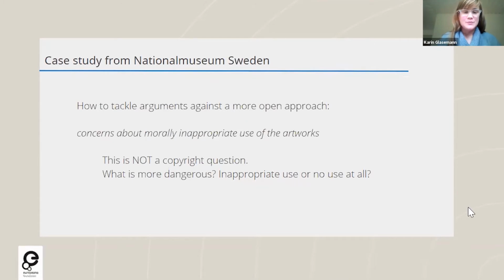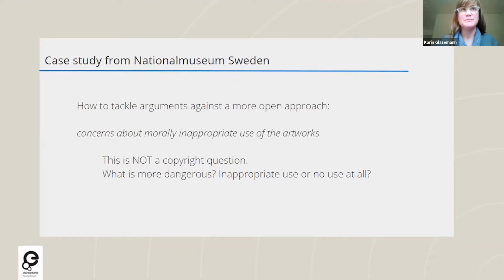The last and the biggest argument is the concern about morally inappropriate use of the artworks, or just generally the concern about inappropriate use, because that was something that kept turning up all the time. But how do we know what people do with our works of art? How can we stop people doing this and that with our works of art? And the answer is you cannot. So you won't know all the uses that your works of art will be used for.